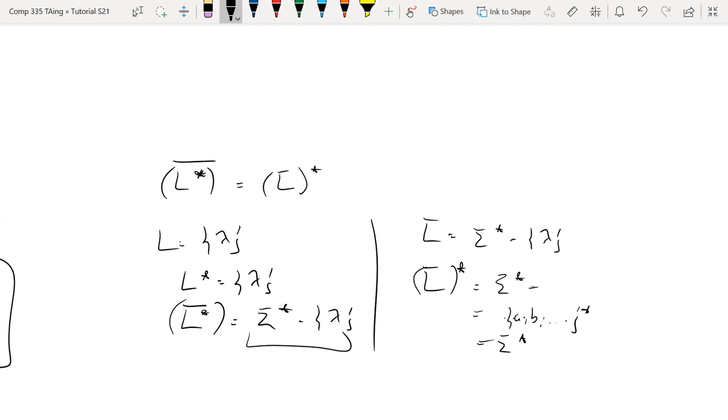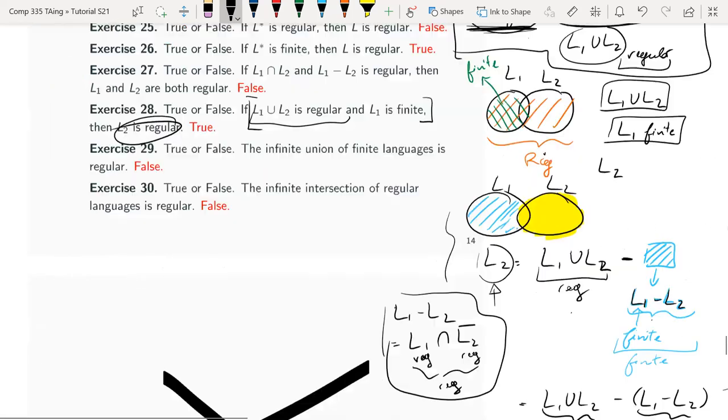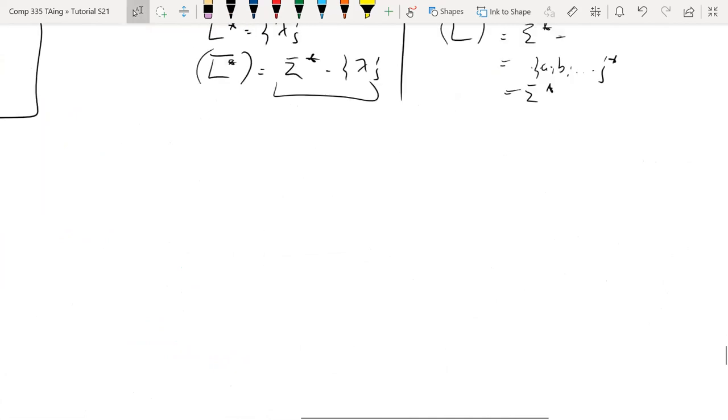Any other questions? So all finite languages are regular. Yes. Can we go over left linear grammar to right linear grammar? Yes, I can do that.